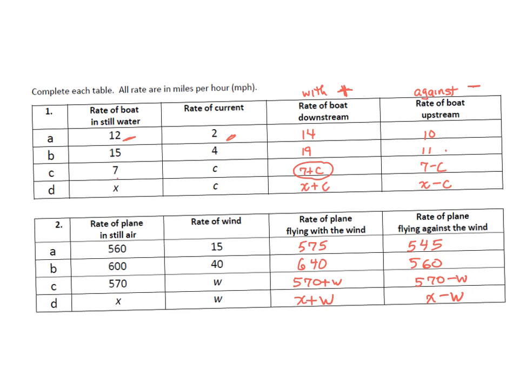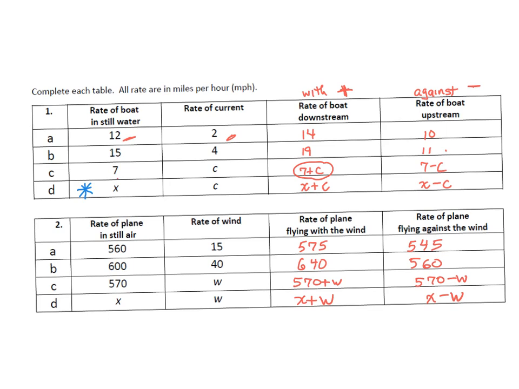And then here comes the key that we will be using in our motion problems, this step right here. If X is the rate of the boat in still water and C is the rate of the current, then X plus C could represent the rate of the boat downstream, and X minus C could represent the rate of the boat upstream. Now, it doesn't have to be a boat.